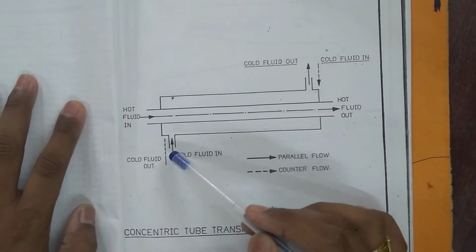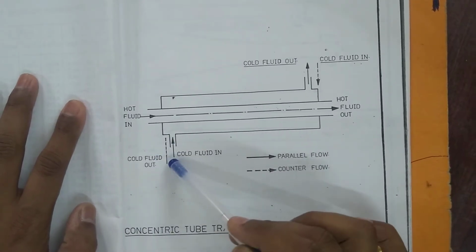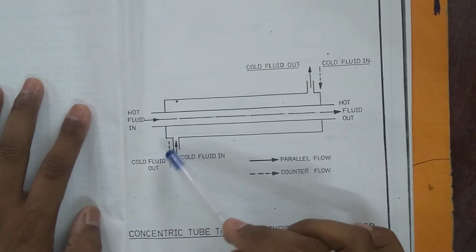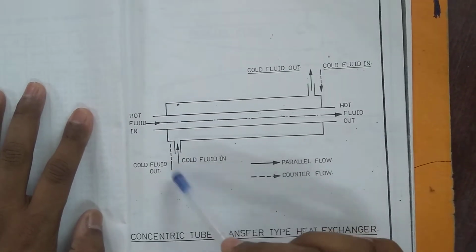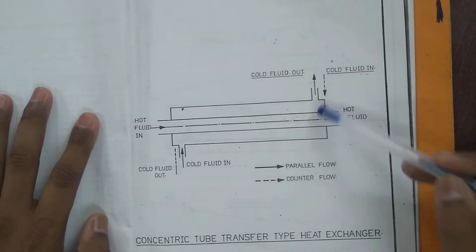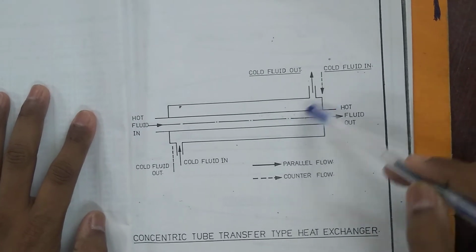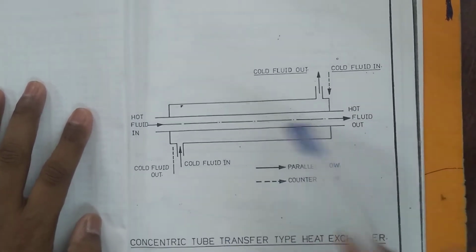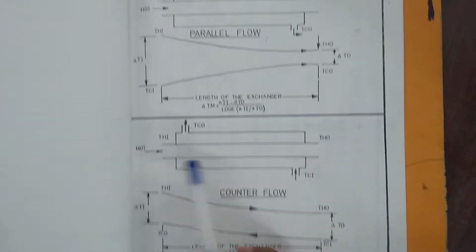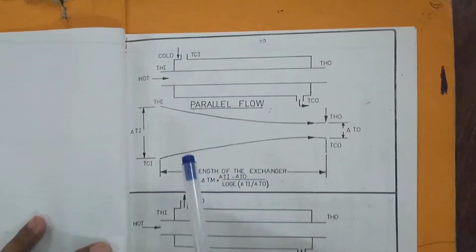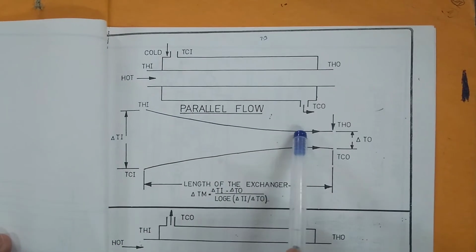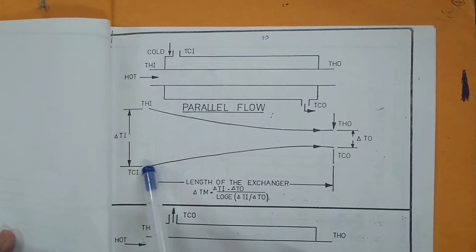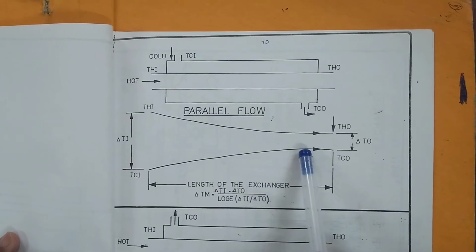Definitely the temperature difference will be maximum at the inlet side because the hot fluid is having the maximum temperature and cold fluid is having the minimum temperature. So there is the maximum temperature difference and minimum temperature difference will be obtained here on the outlet side. You can also see here from this curve. So here you can see this is the curve for the hot fluid from the inlet to outlet and this is the curve for the cold fluid from inlet to outlet.